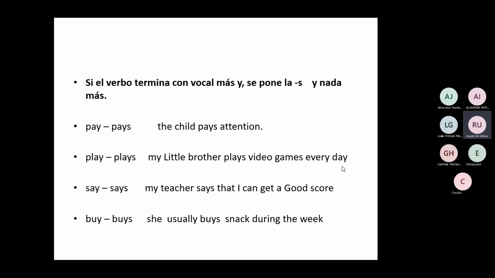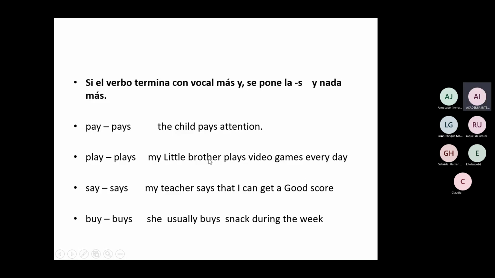My little brother plays video games every day. Thank you, that's correct. My little brother plays video games every day. Incluso, miren, en todos estos ejemplos estamos usando el presente simple. The child pays attention, simple present, presente simple. El niño pone atención. Lo único que se usa siempre en el presente simple es un sujeto, como está aquí, the child, the verb, el verbo, y un complemento. The child pays attention. Este es otro ejemplo de lo que es más largo.